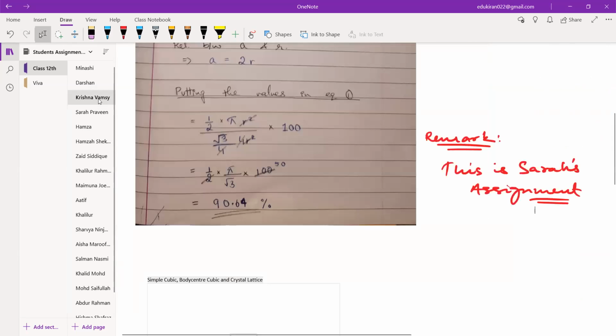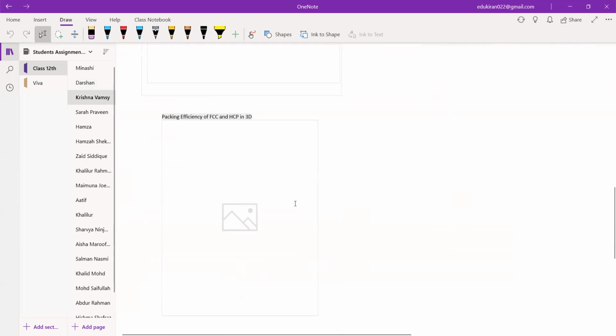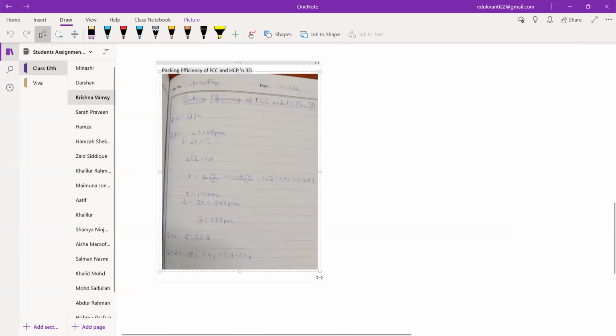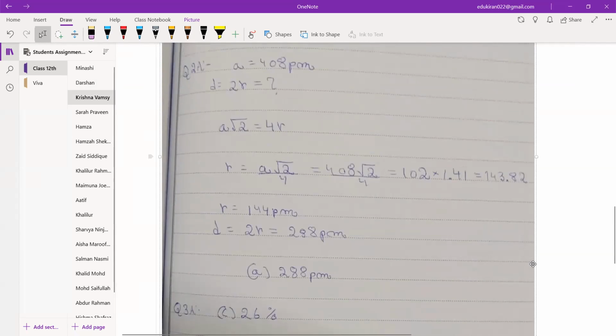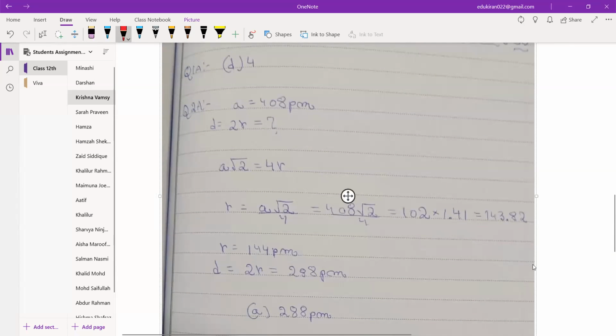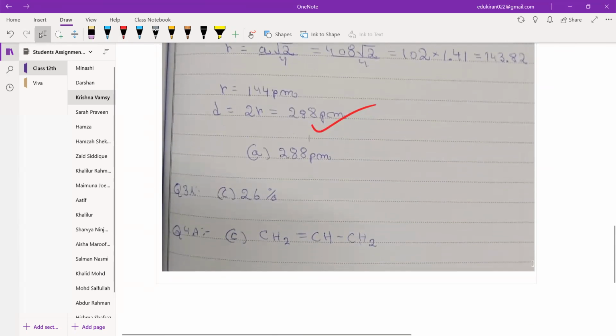Okay. So Krishna's assignment is here, but I think Krishna is not here. Let's see what he has done. Okay, 4 to 88, this is all fine. 288 is fine. 26% is fine. He forgot this one, the positive charge, but again, the option is correct. That is the C option.